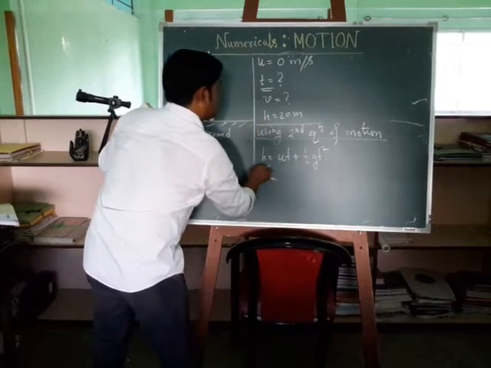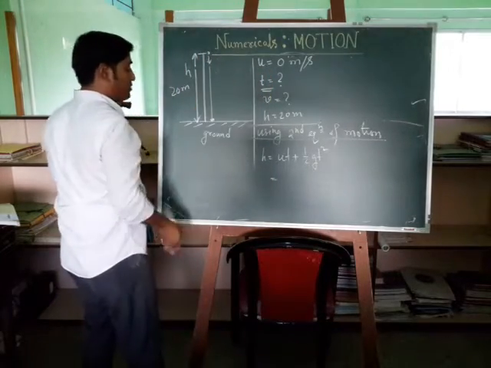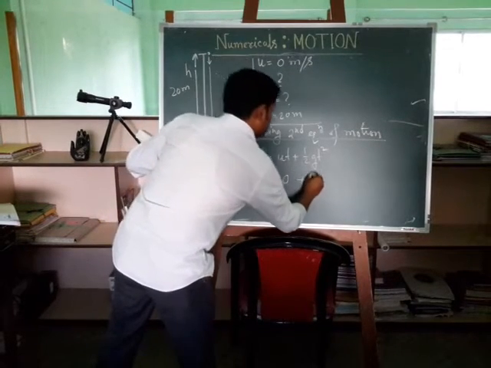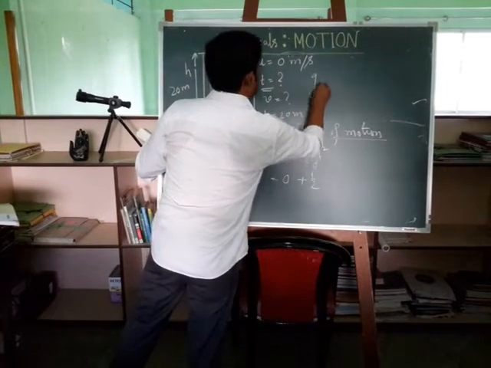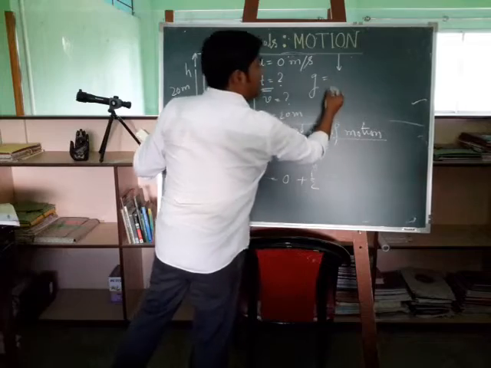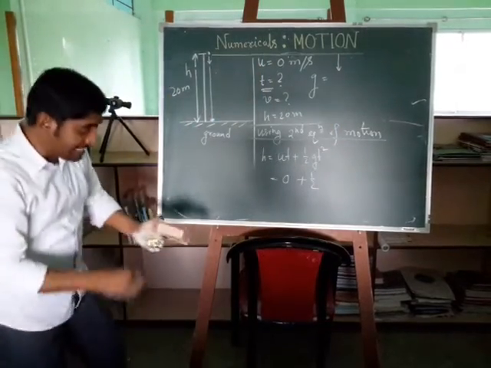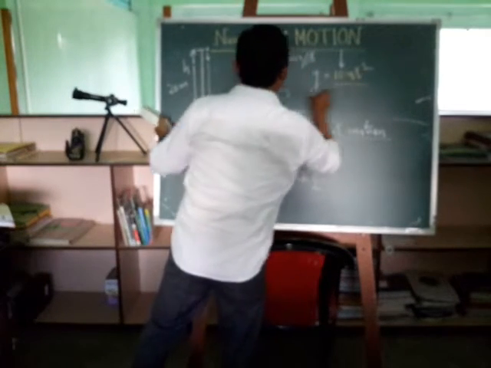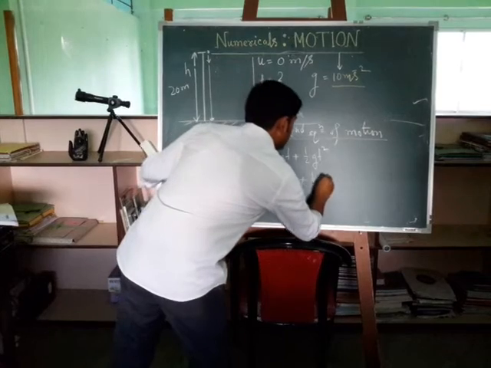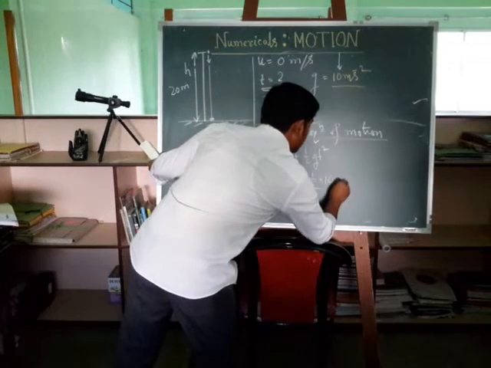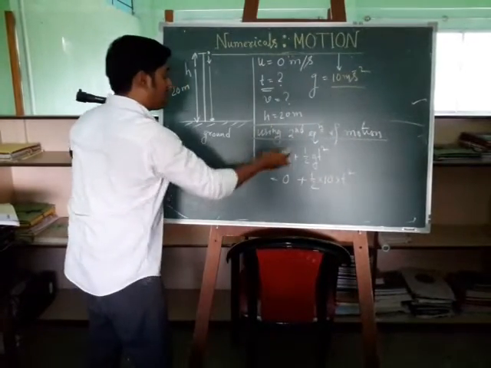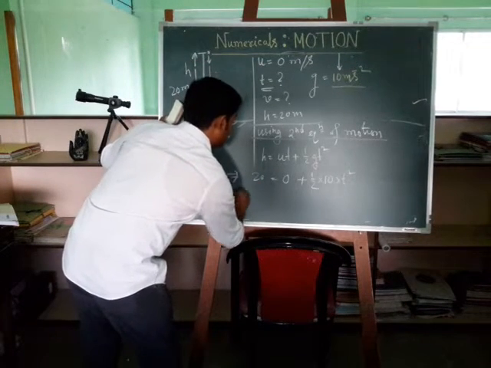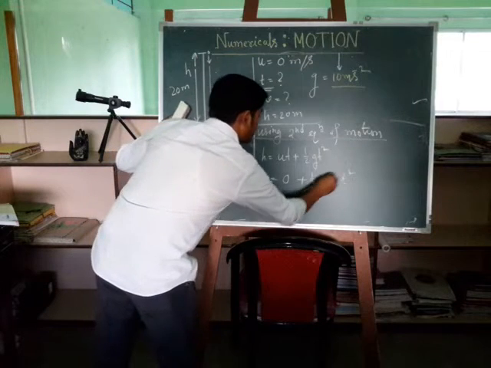What is u here? U is 0, it is just dropped with no initial velocity. So the first term is 0. Second is half g. Now g is positive because it is falling down, speed is increasing with time. So that is 10 meter per second square times t square. Question is, what is t square? H is given to us, that is 20. So 20 equals, this will be 5.